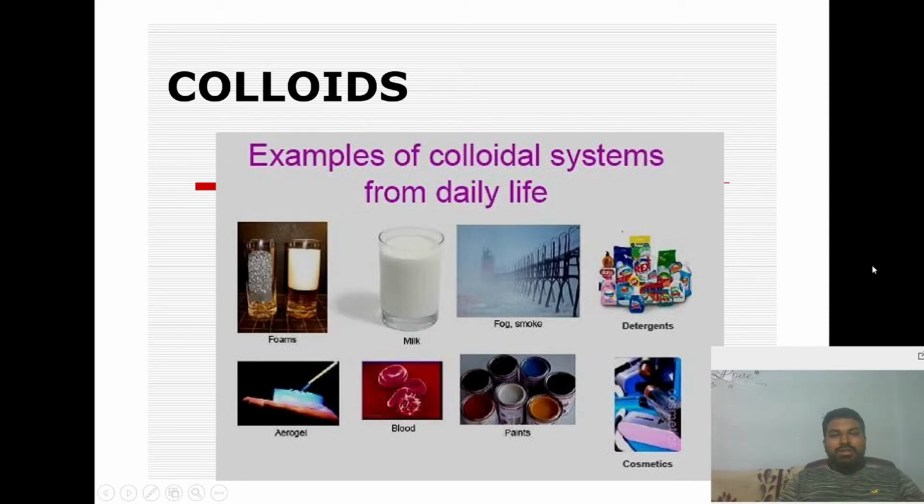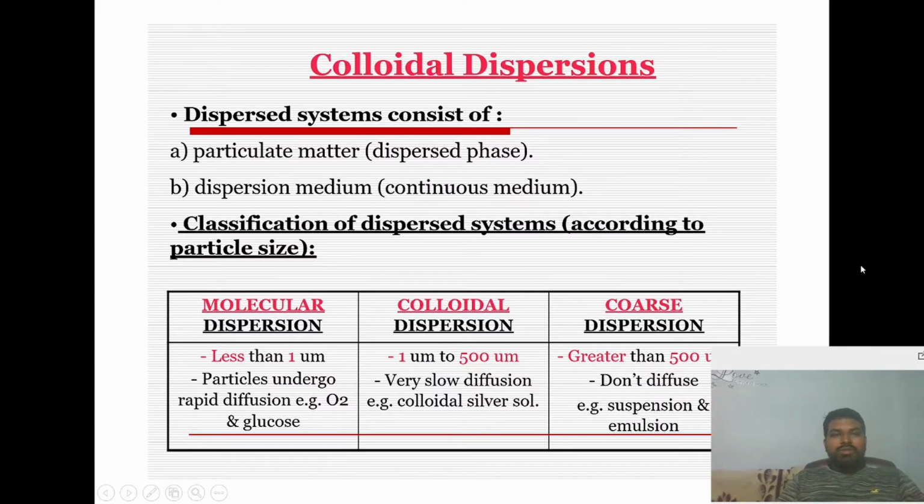Now next is colloidal dispersion. A dispersed system consists of particulate matter, which is known as the dispersed phase, and dispersion medium, that is the continuous medium. And the classification of dispersed systems according to particle size is molecular dispersion, colloidal dispersion and coarse dispersion.